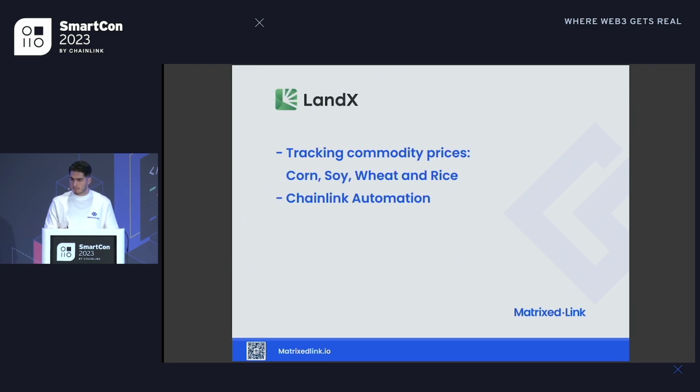The next one is LandX Finance. They offer commodities. They are a project that lets you buy tokens that represent commodities like corn, soy, wheat, and rice. We built an oracle to bring real-world data for them onto the blockchain and then integrated Chainlink automation to automatically update prices so that people that invest in these tokens or trade these tokens or buy these tokens can have the premium grade data that Chainlink offers and then use that to participate in DeFi.